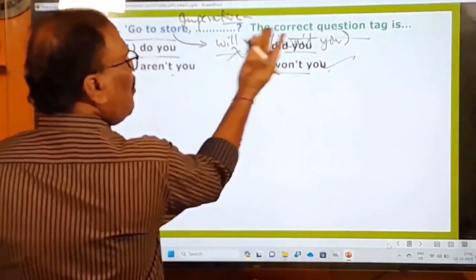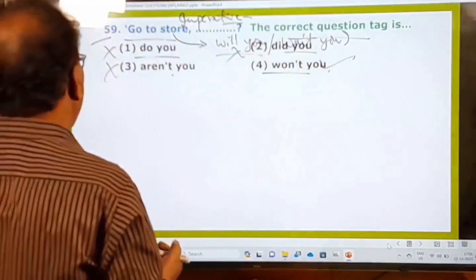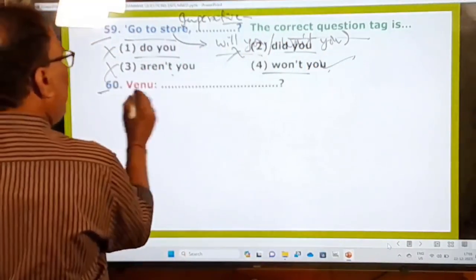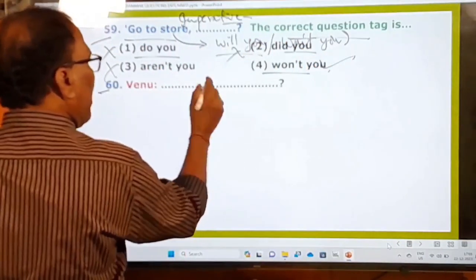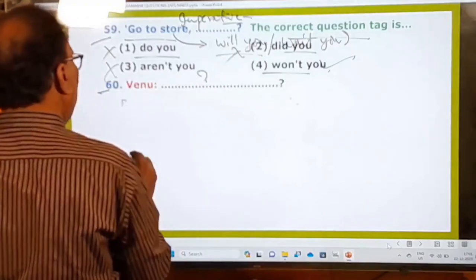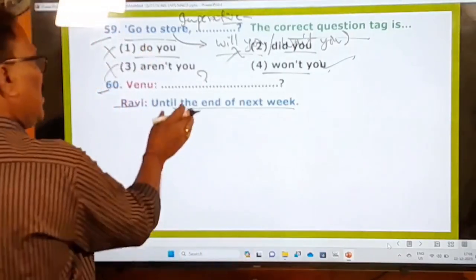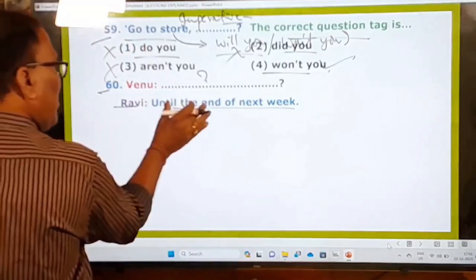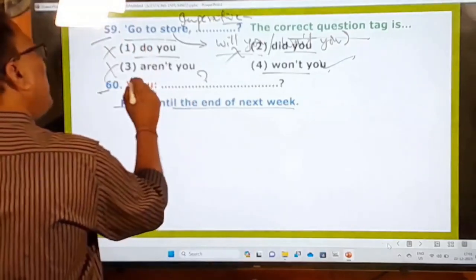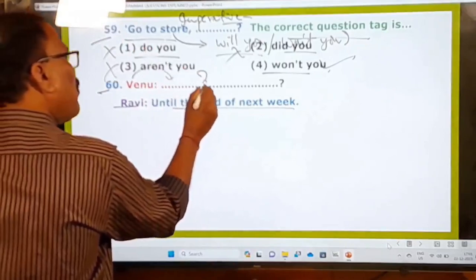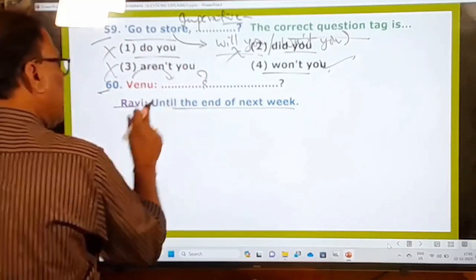Value is not given, automatically won't you, right? And now go to the 60th one. Venu dash, okay, blank is given, big blank. And here Ravi: until the end of next week. So this is the answer Ravi has given to the question posed by Venu. What must be the question posed by Venu? Let us see that here.